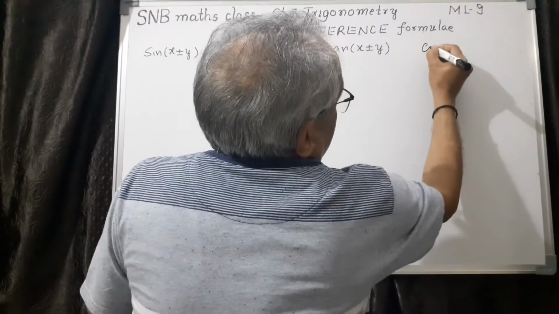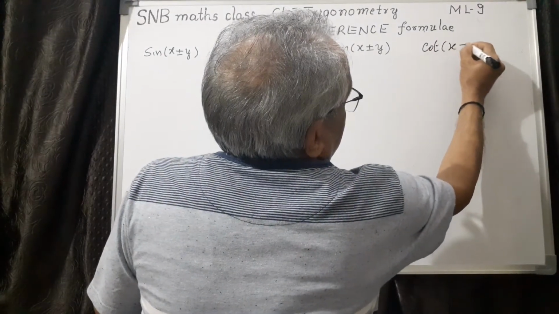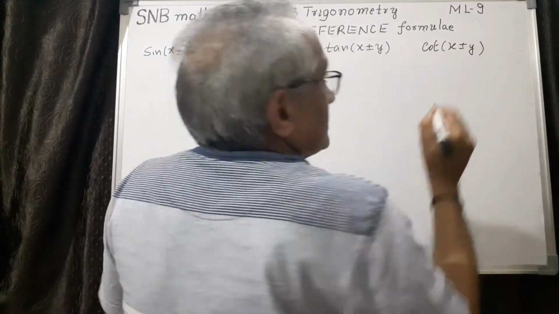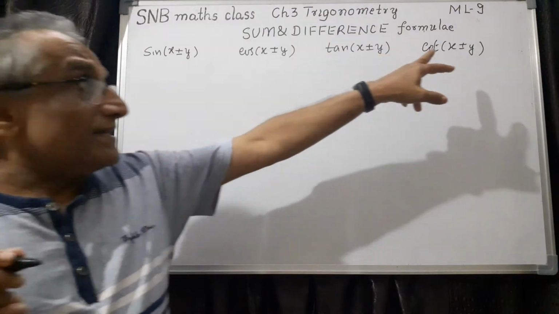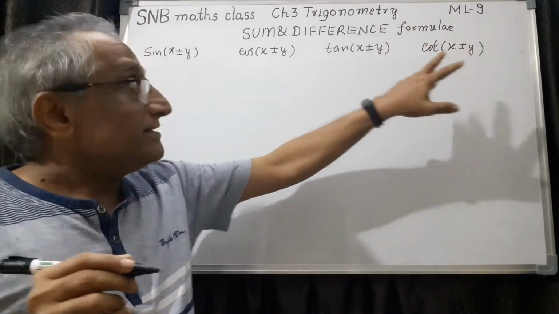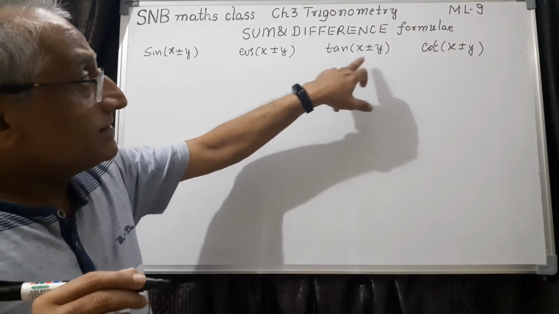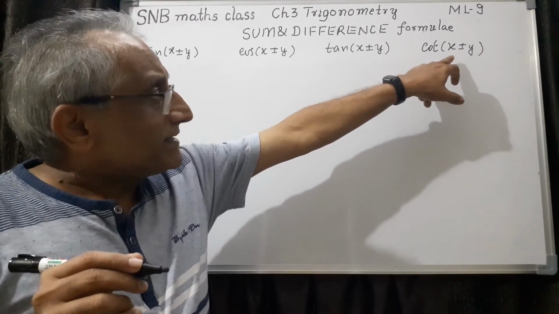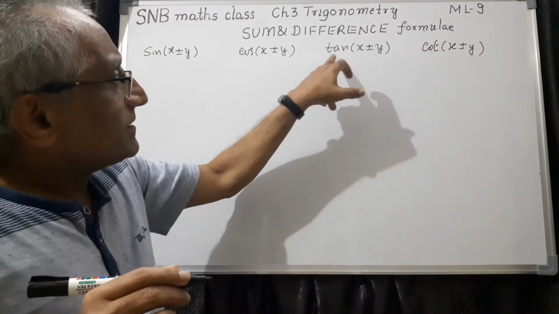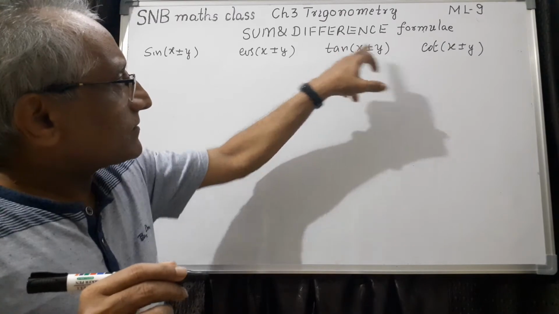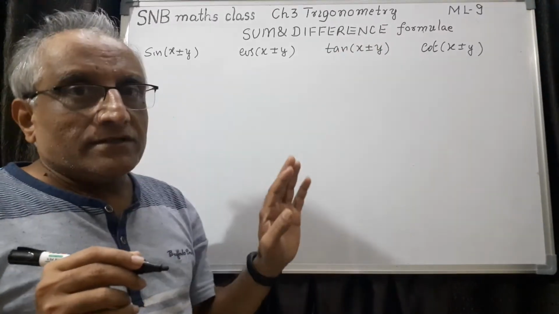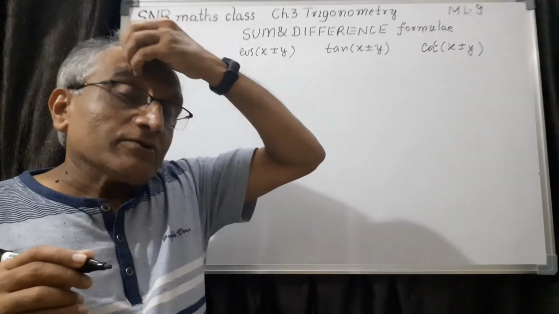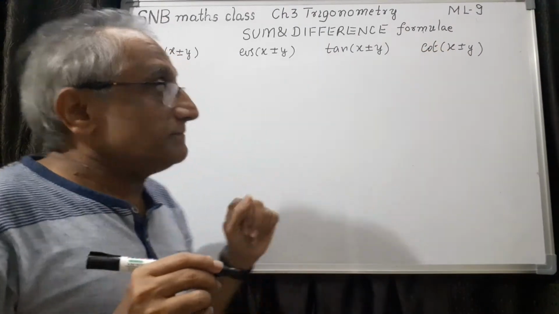Today in the beginning, let me just give you one more set. That is cot x plus or minus y. In fact, this formula is not a must actually. It's not necessary because once you know tan, cot is not separately required because you can take cot as 1 by tan and do it. But since it is given in the textbook, let us see how you can do it.